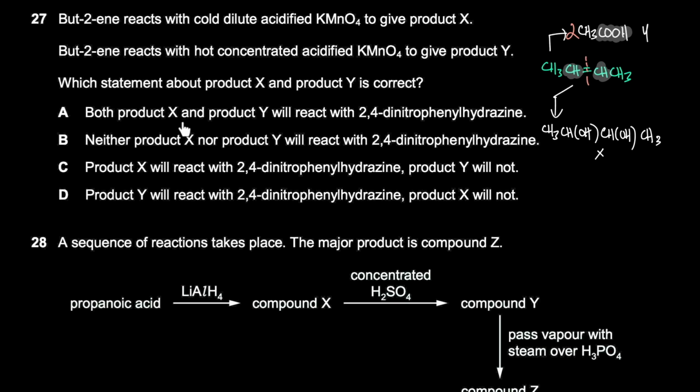So obviously both product X and product Y will not react with 2,4-DNPH, right? This statement is incorrect, and statement B is correct, right? Neither product Y nor product X will react with 2,4-DNPH. 2,4-DNPH is a test for carbonyl compounds. 2,4-DNPH is a test for aldehydes or ketones. Product X and product Y do not have an aldehyde or a ketone. So neither of them will react with 2,4-DNPH.